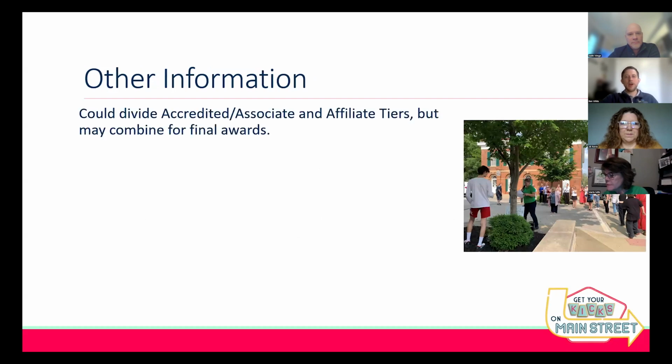And then other information: we could divide the accredited, associate, and affiliate tiers, or we may combine them for the final awards. On the Submittable application, there's a spot to note whether you're an accredited or associate Main Street program, or an affiliate program. There were times last year that we awarded one award in the accredited and associate category, and some that we awarded in the affiliate category. So if you're in the affiliate tier, you're not necessarily competing with those in the accredited and associate tier. But there were times that we did combine those as well. Know that there's going to be that leeway to separate it out based off of the actual tier.